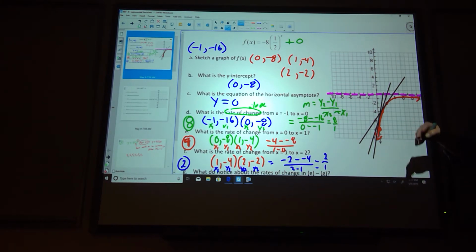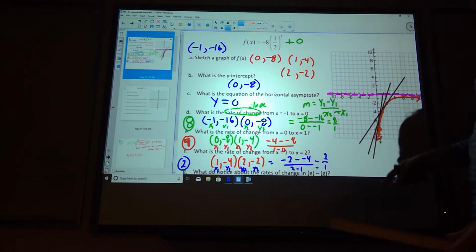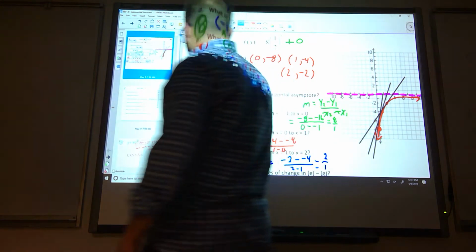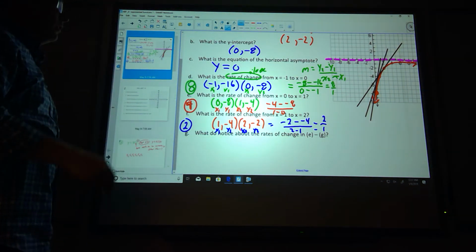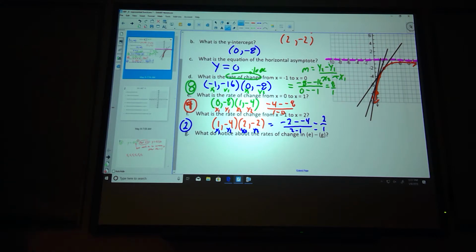Okay, but what they want you to realize is there's a rate of change. There's a rate of change and it changes. Does the rate of change change on a linear equation? No, the slope stays constant. The rate of change here is changing. Okay, what did you notice about the rate of change? It looks like it's half each time, I think. So the slope changed.